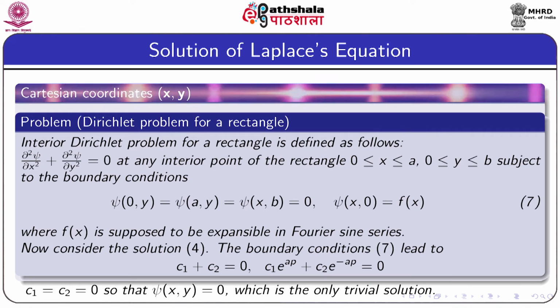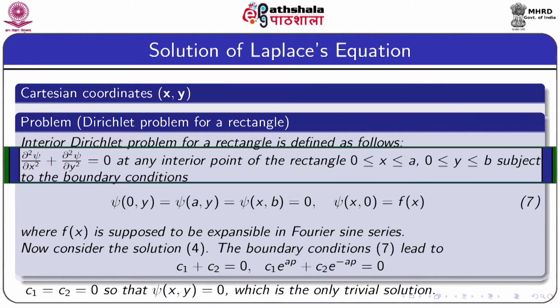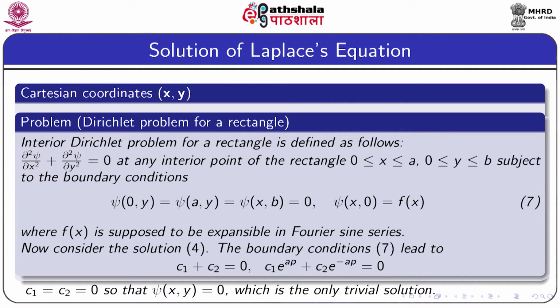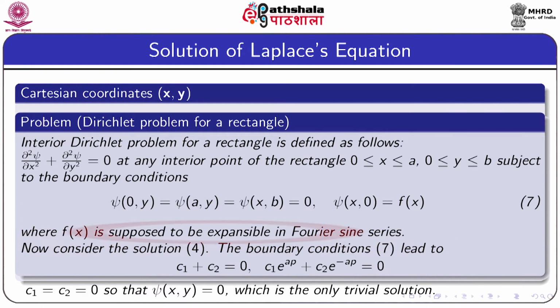Thus, this is an interior Dirichlet problem where you have to find the solution of the Laplace equation, grad squared psi equals 0, in the interior points of the rectangle 0 less than or equal to x less than or equal to a and 0 less than or equal to y less than or equal to b, subject to the boundary conditions which are written in equation 7. And we also assume that f(x) can be expanded in a Fourier sine series.